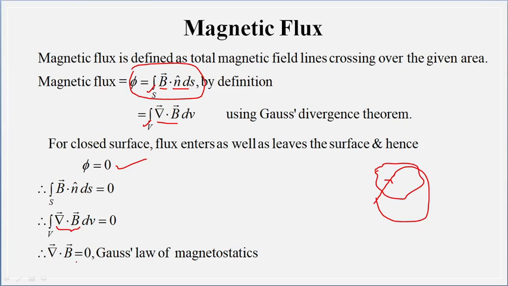Now this del dot B equal to 0 is called Gauss's law in magnetostatics. In electrostatics, del dot E is not equal to 0; it will have some value. Here del dot E equal to rho. Here del dot B equal to 0. So this is Gauss's law of magnetostatics. Remember this, del dot B equal to 0.